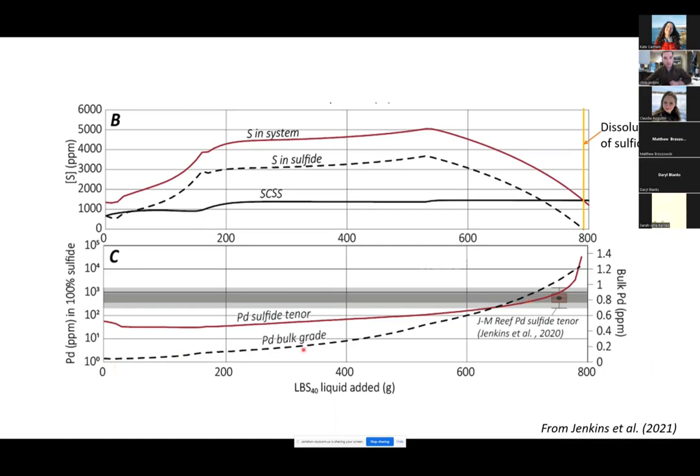The bulk palladium grades reach a little bit more than 1 ppm, which is still considerably less than what's found in the reef, where we have about 14 ppm palladium. But we can imagine that some of those sulfides are going to filter down and sort of form a narrow layer, which would be.